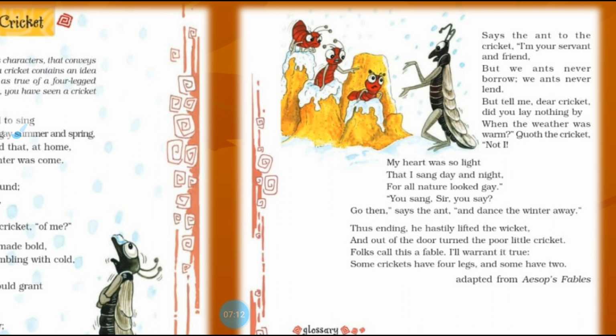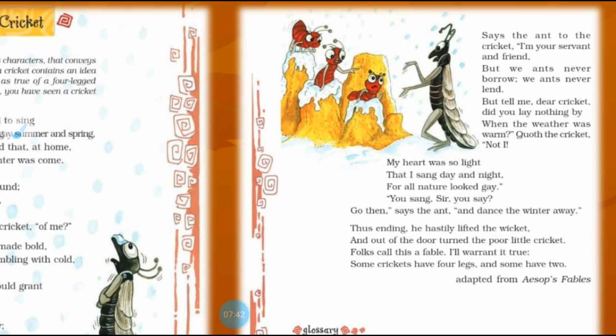This was the sarcastic tone of the ant, and here the conversation between the ant and the cricket comes to an end. Means the conversation between those insects comes to an end. Now the next lines. Thus ending, he hastily lifted the wicket, and out of the door turned the poor little cricket. Folks call this a fable, I'll warrant it true.